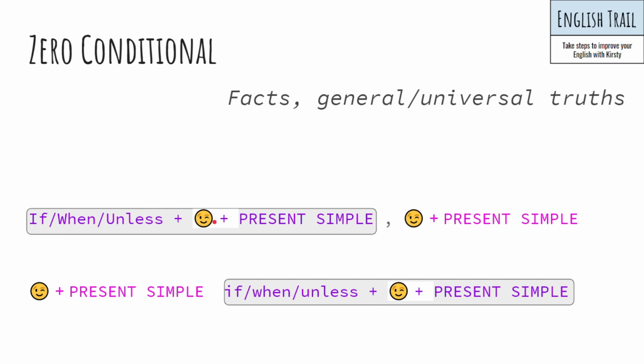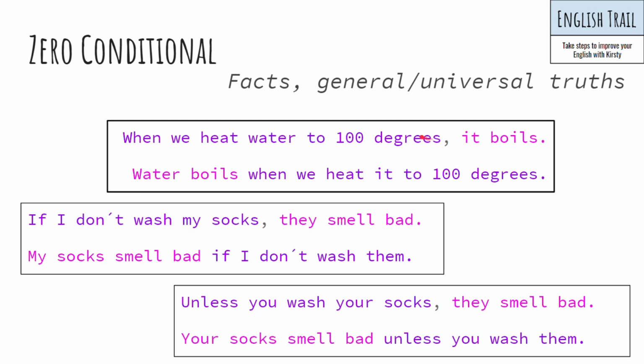Then we put the subject, the present simple, and a comma, and the second clause is the subject and the present simple again. Okay, and if you want, you can reverse the first section and the second section, the first clause and the second clause. So starting with this happens if this happens. So let's look at some examples.